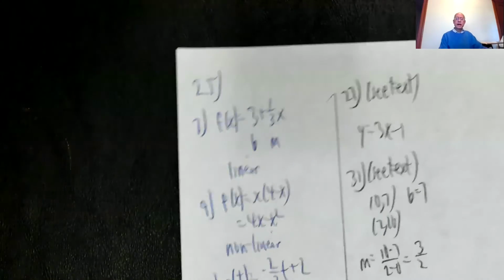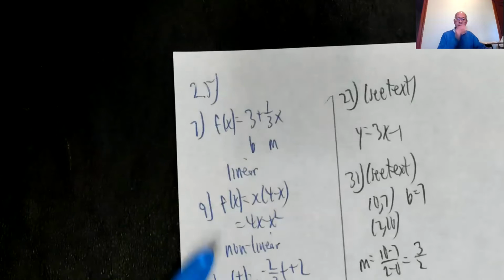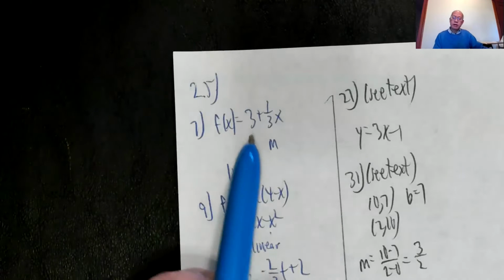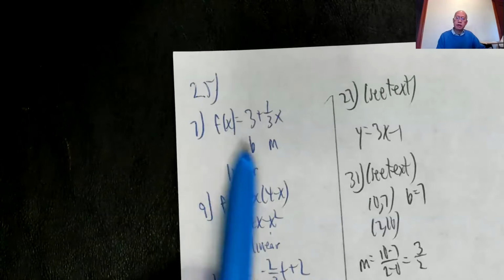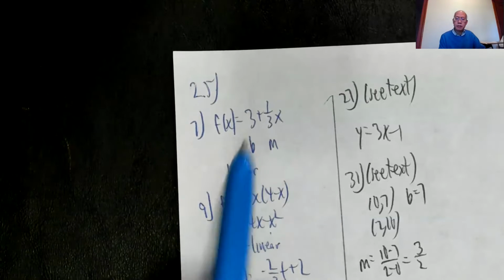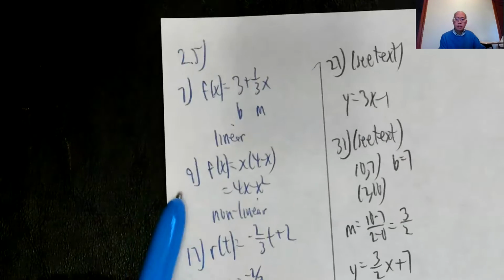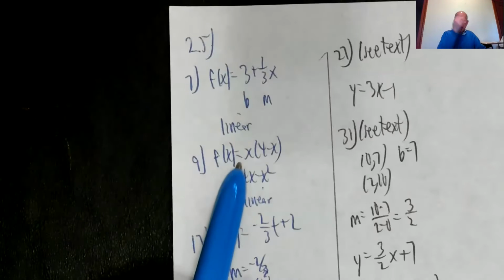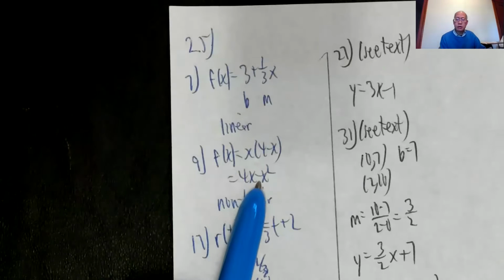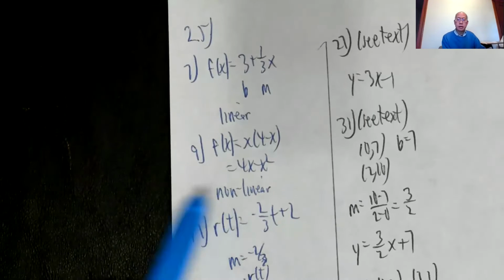Okay, number 7 just asks, is it linear or non-linear? F of x is 3 plus 1/3 x. You can treat it as 1/3 x plus 3. That's the m, the slope, that's the b, so it is linear. Number 9 is non-linear. If you multiply it out, it's 4x minus x squared. That's parabolic, it's a parabola, so non-linear.